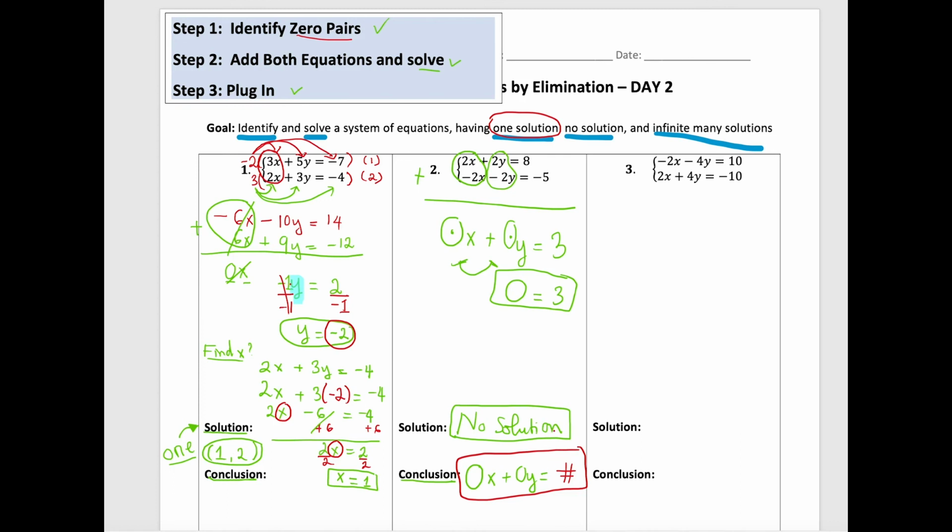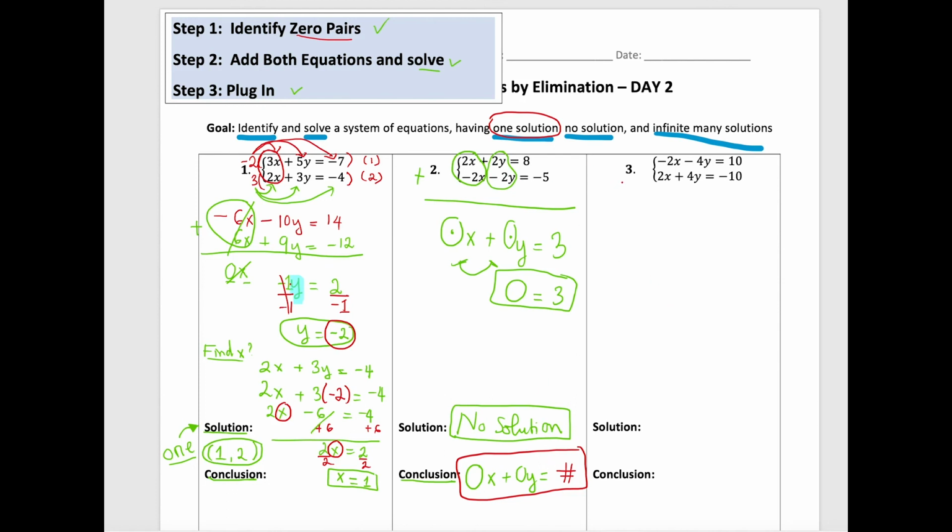And I will talk to you in just a little bit about how that looks with the graph, okay? But right now we're just going to accept that if you ever come up with a situation in which 0x plus 0y equals a number, boom, I assume I hear you saying no solution, okay? So here we go.